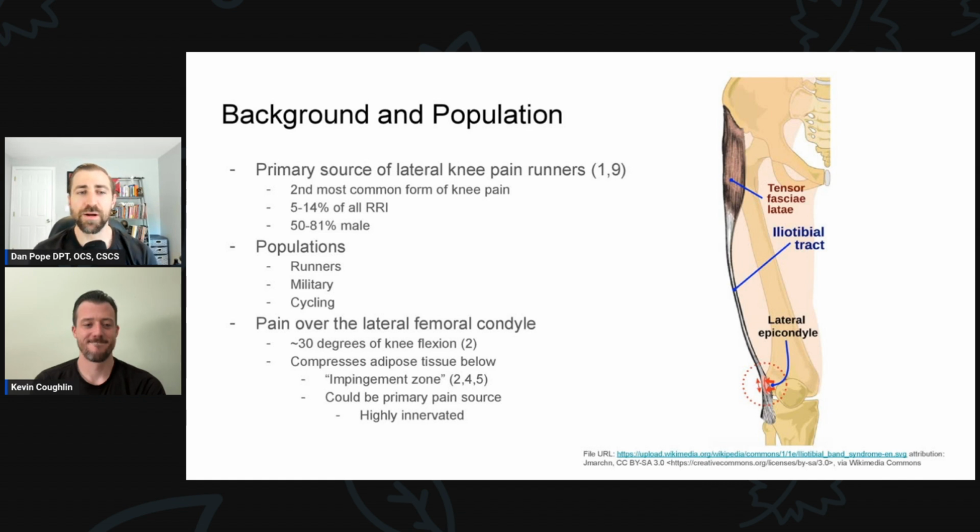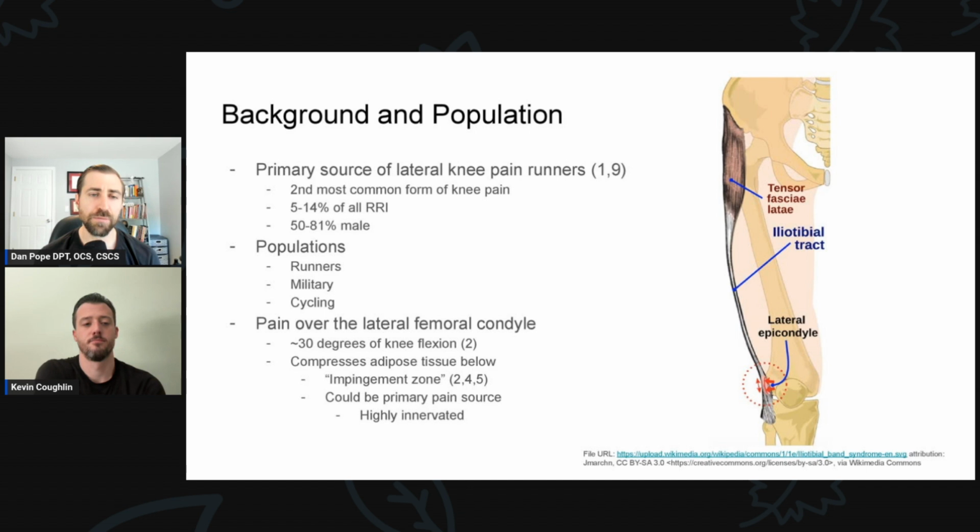Let's start off with background and population. So IT band is the primary source of lateral knee pain in runners. So not the primary source of knee pain in runners. That would be patellofemoral pain. But for lateral knee pain, it's the primary source of pain. And it's the second most common form of knee pain next to patellofemoral pain, or runner's knee, right?